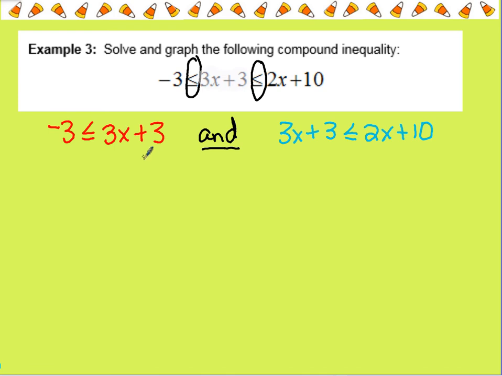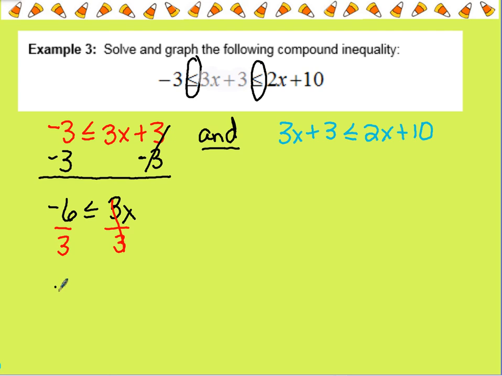To get x alone, I must get rid of our constant, the 3 over here. Then I'm going to divide by 3 to isolate my x. So we have -2 is less than or equal to x, or we can rewrite it, still opening up to the x, which now reads x is greater than or equal to -2.